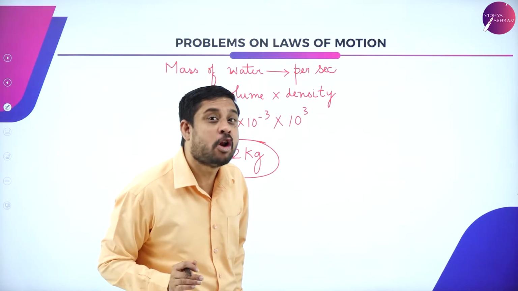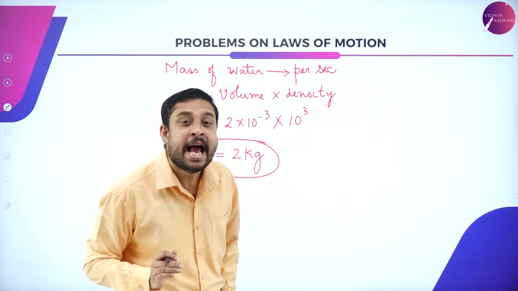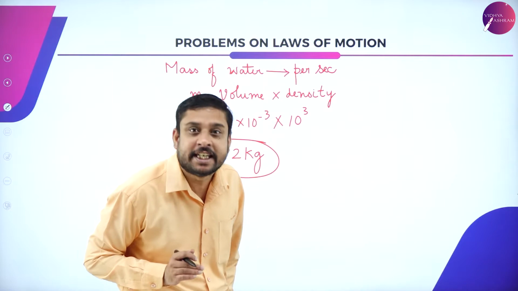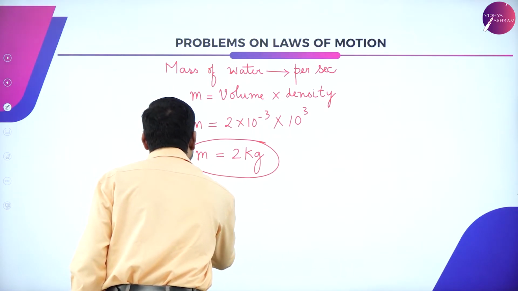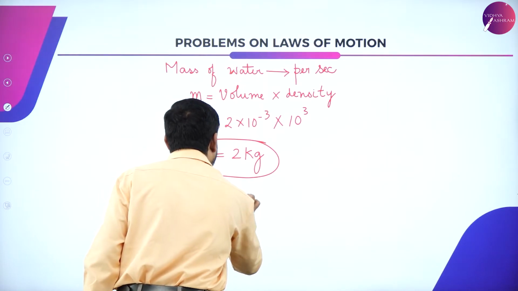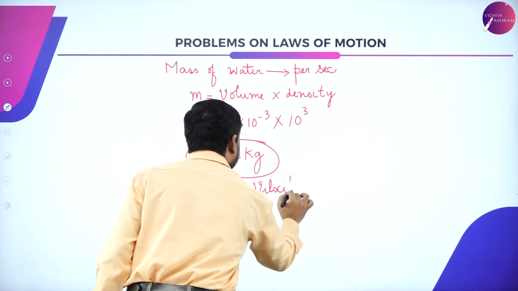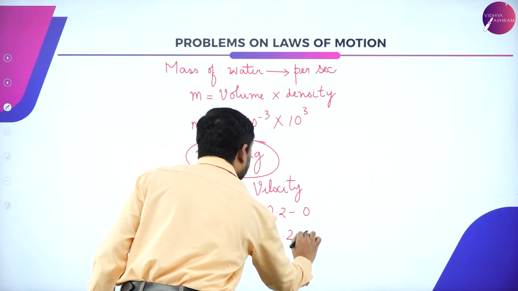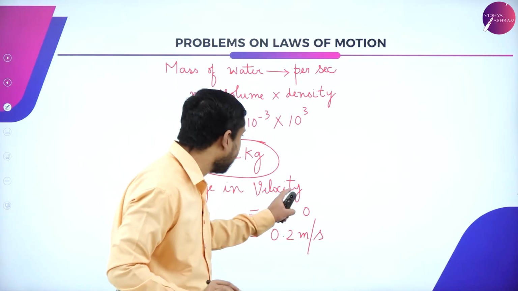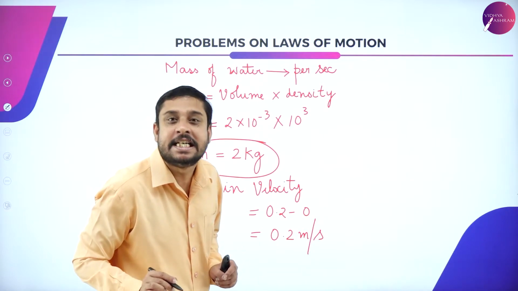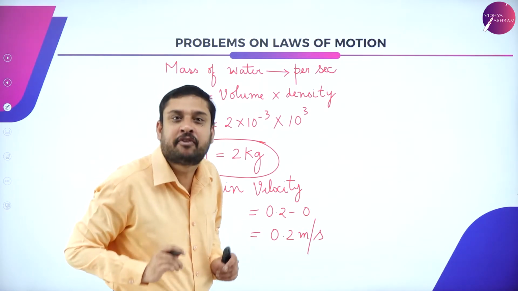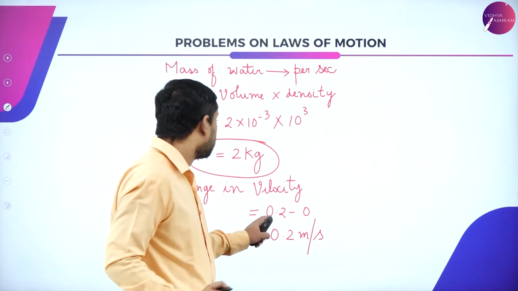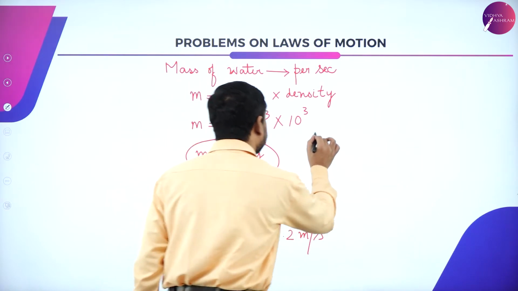Now there should be some change of velocity, no? Before collision and after collision. Before, water can strike the wall, and after striking the wall, so change in velocity is 0.2 minus 0, which is 0.2 meter per second. This is the initial velocity. He clearly says after collision, after striking the wall, water is at rest. Final velocity is 0. So 0.2 meter per second.